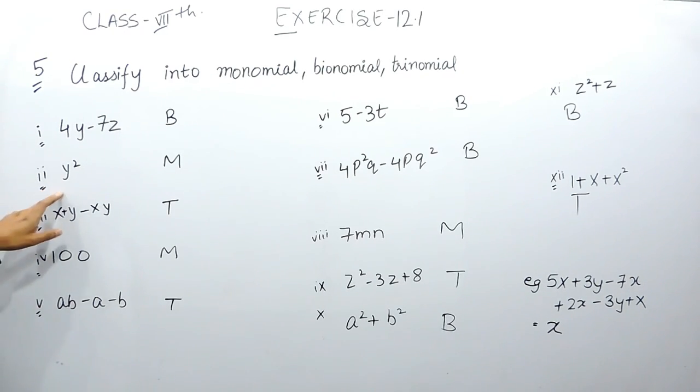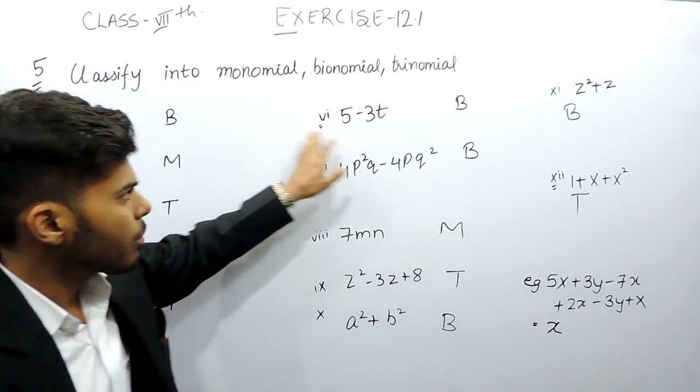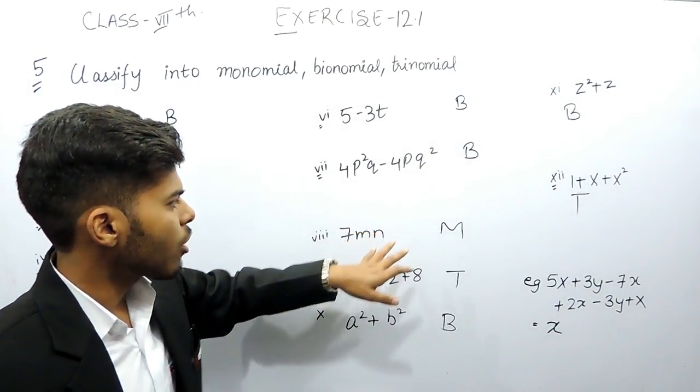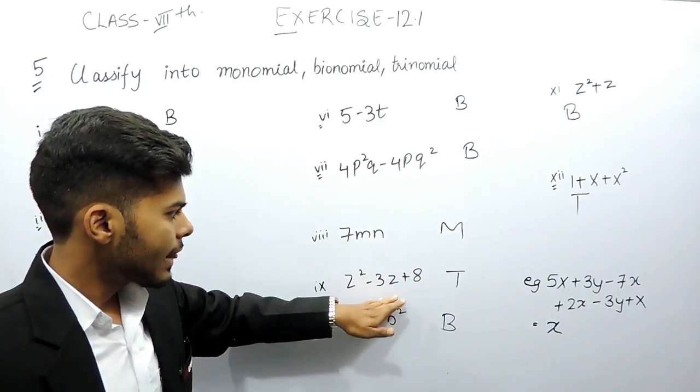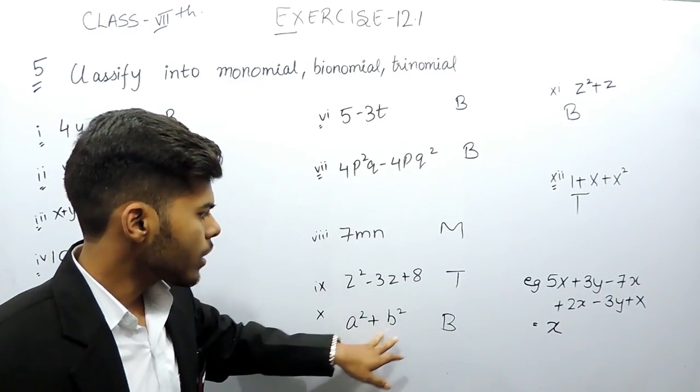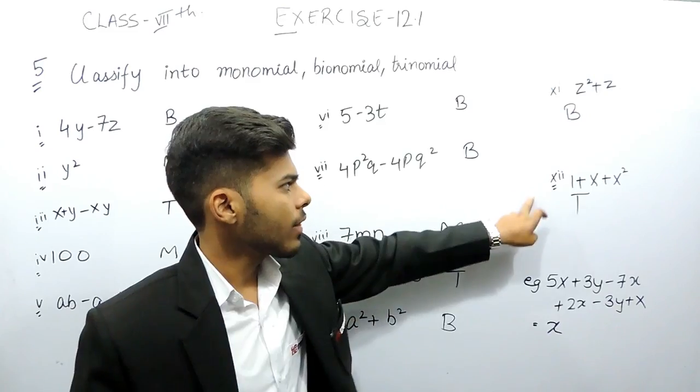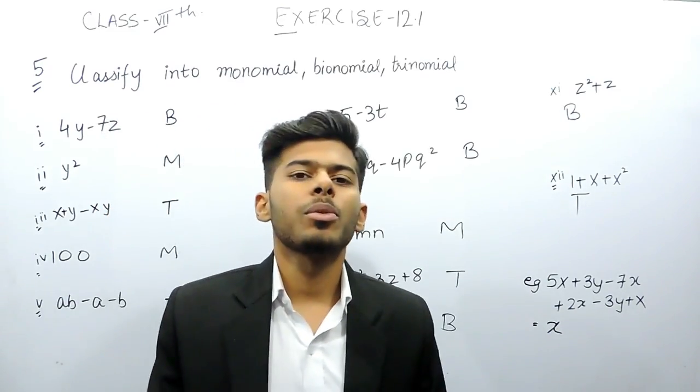First is binomial, second monomial, third trinomial, fourth monomial, fifth again trinomial, sixth binomial, 2 terms, then again 2 terms binomial, 1 term monomial, 3 terms trinomial, 2 terms binomial, 2 terms binomial, and 3 terms trinomial. This is how you can do this question.